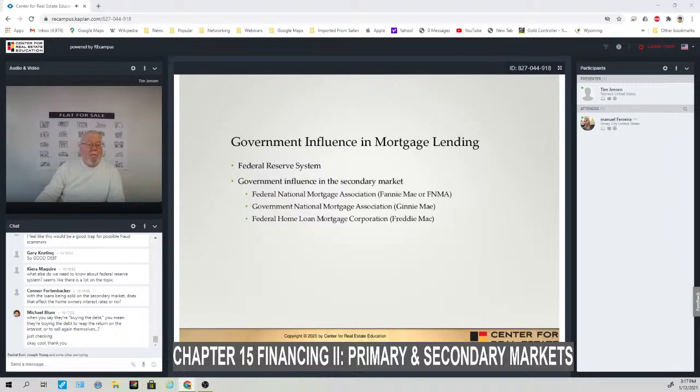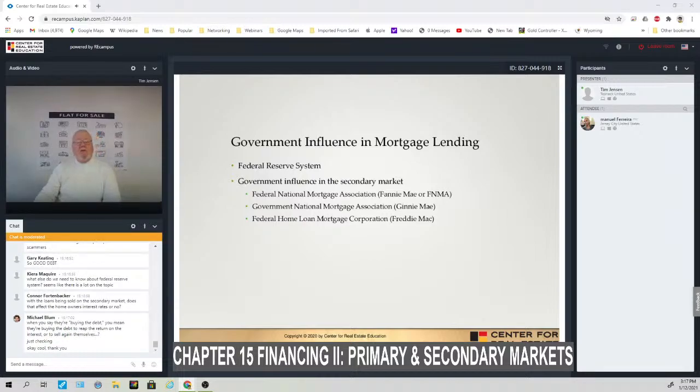All right, so let's move on. Let's talk about Fannie Mae, Ginnie Mae, and Freddie Mac. There are three government influences in the secondary mortgage market. They are the Federal National Mortgage Association, known as Fannie Mae. Fannie Mae is the leading buyer and seller of mortgages in the secondary mortgage markets. No one does more business than Fannie Mae.